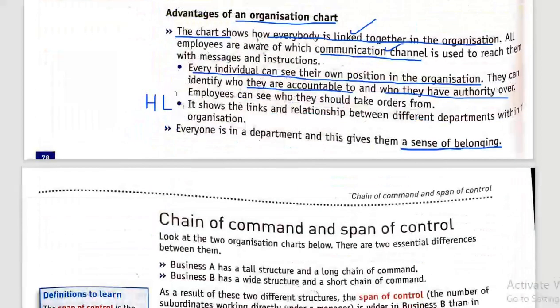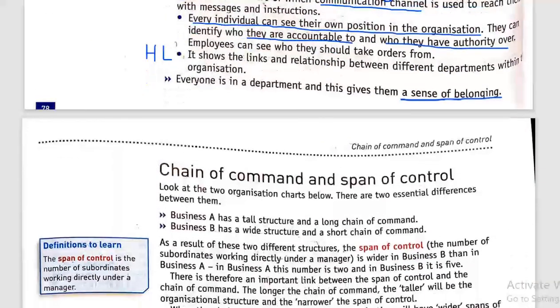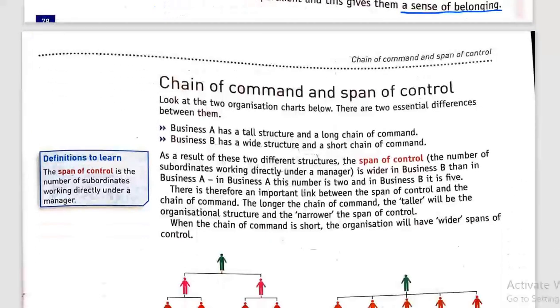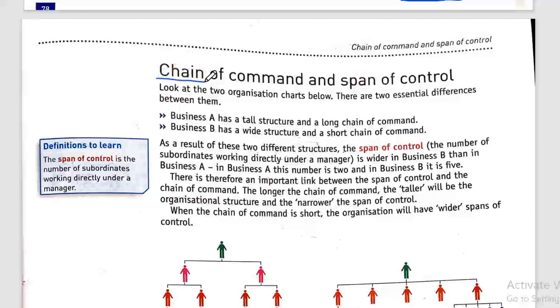And over here, we are going to be speaking about chain of command and span of control. So let's see what is meant by the span of control. We already know what a chain of command is, how command goes from the highest level all the way to the lower level as a chain from one person to another. And the span of control, let's see what it is.